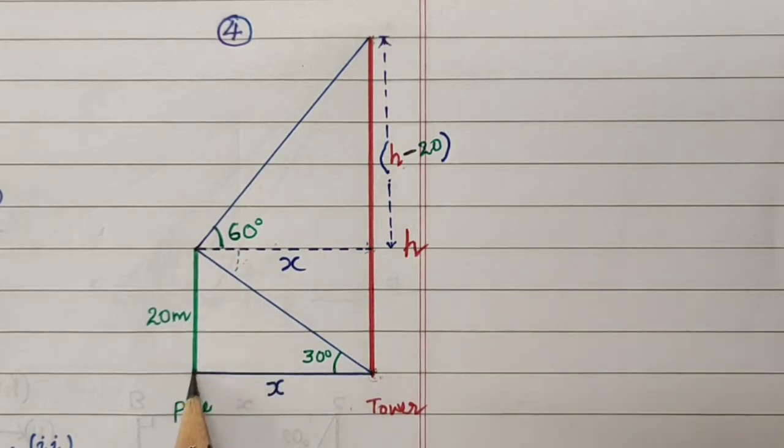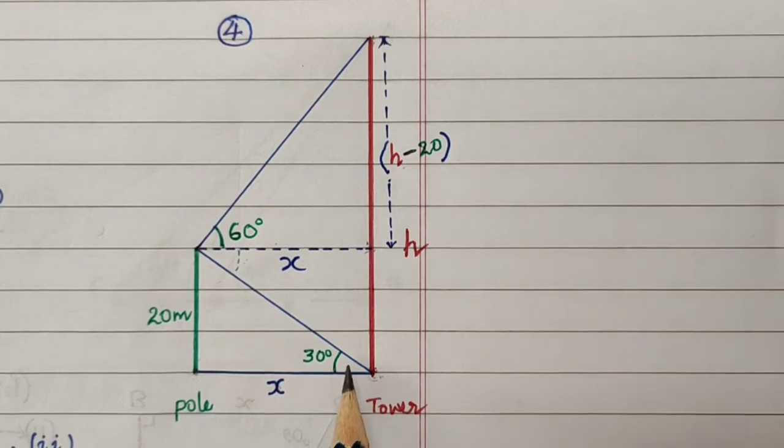By using this right angle triangle, tan 30 is equal to 20 divided by x. Tan 30 is 1 by root 3, so 1 by root 3 equals 20 by x. Therefore x is equal to 20 root 3. We call this equation 1.